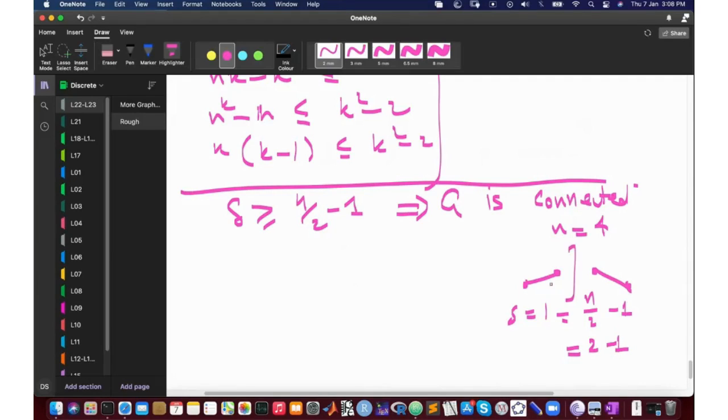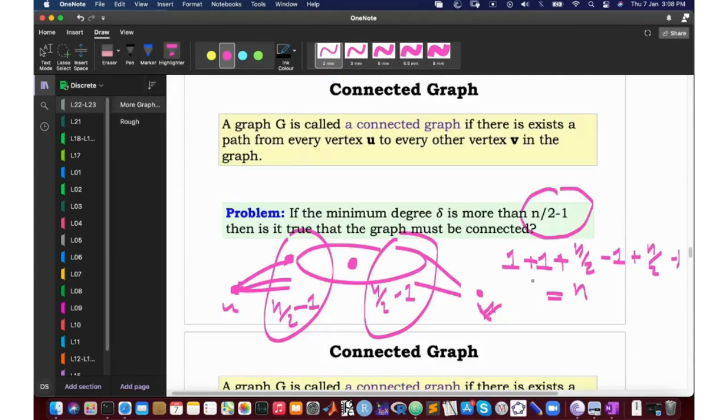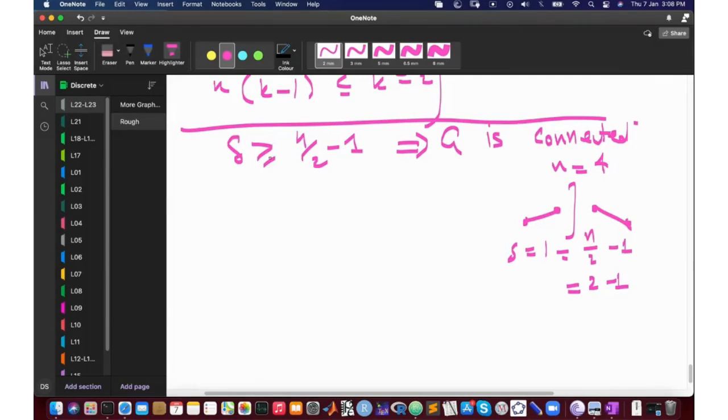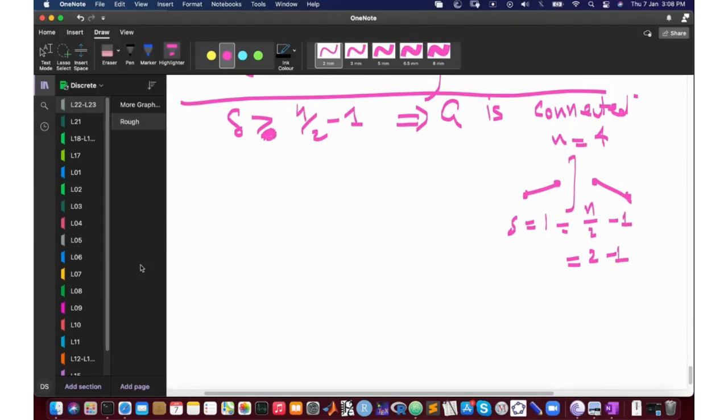I think here it should be more than. Sorry, it's not more than or equal, it's more than. Okay, so we are good. So it's not greater than or equal to, it's just greater than. We know that the minimum degree is more than n over 2 minus 1, and we need to show that the graph is connected.